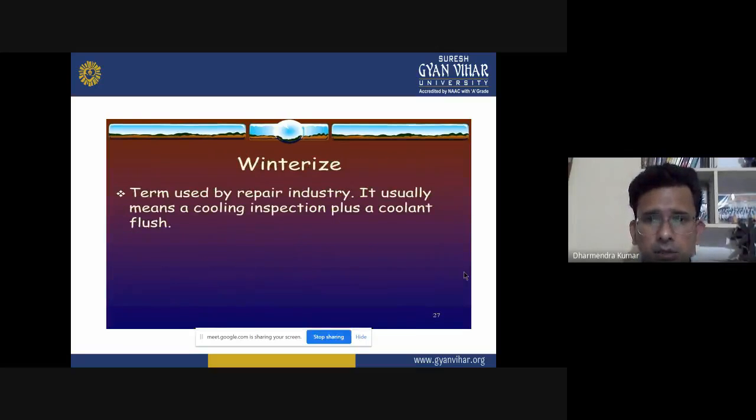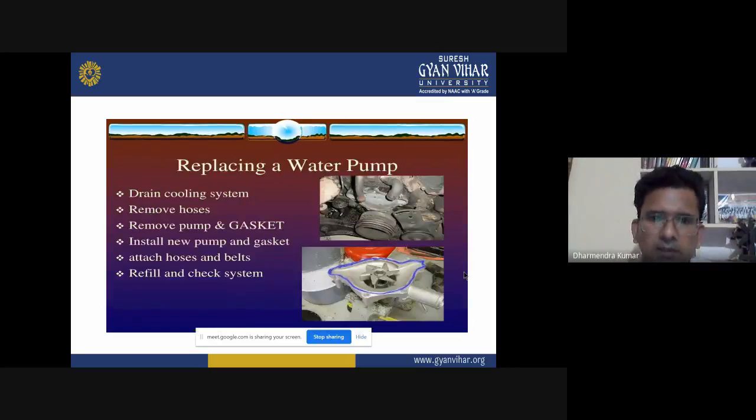This is a term utilized normally in the automobile sector. Winterize is a term used by the repair industry. It usually means a cooling inspection plus a coolant flush.